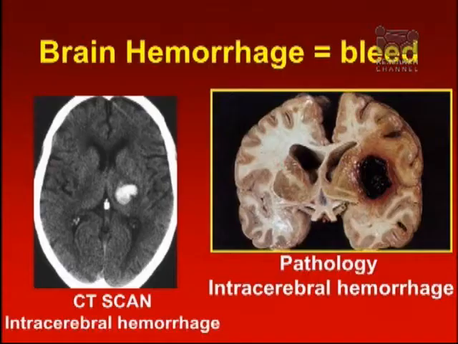This is an example of a brain hemorrhage. On the left here is a CT scan, which is an X-ray of the brain. And in the center here, you can see this bright area. That is a hemorrhage. On the right is a pathological specimen of a brain with blood in the brain.